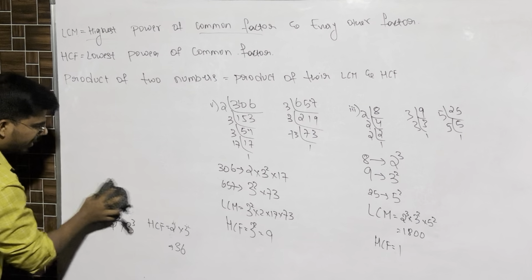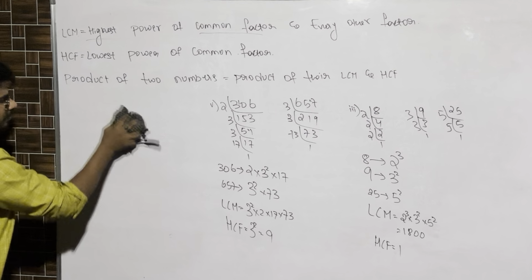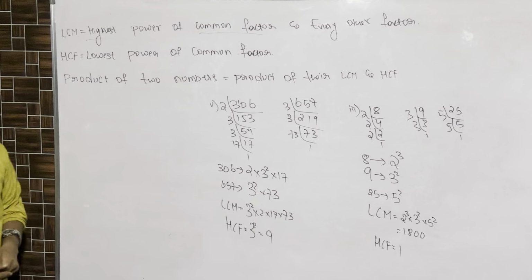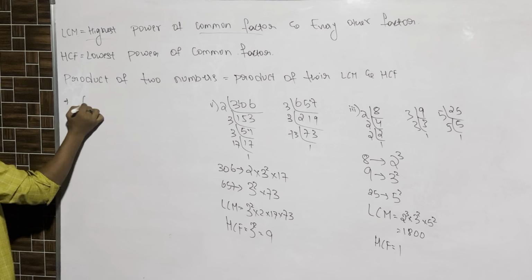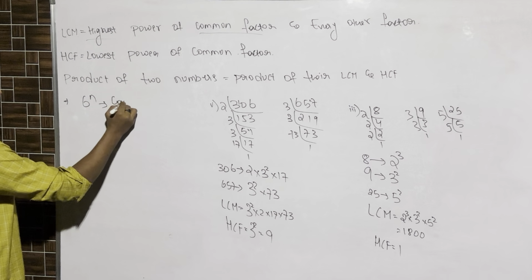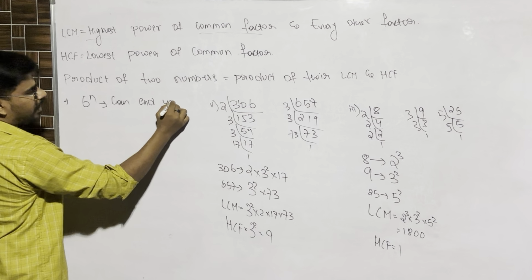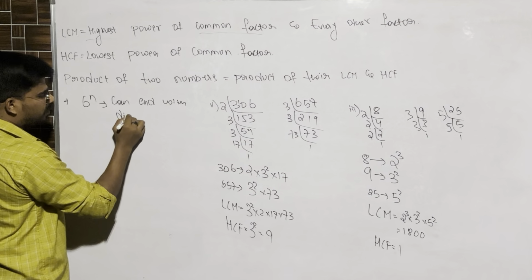Can 6 power n end with digit 0? Is it possible? Similar kind of question will be given. See, can 6 power n end with digit 0?